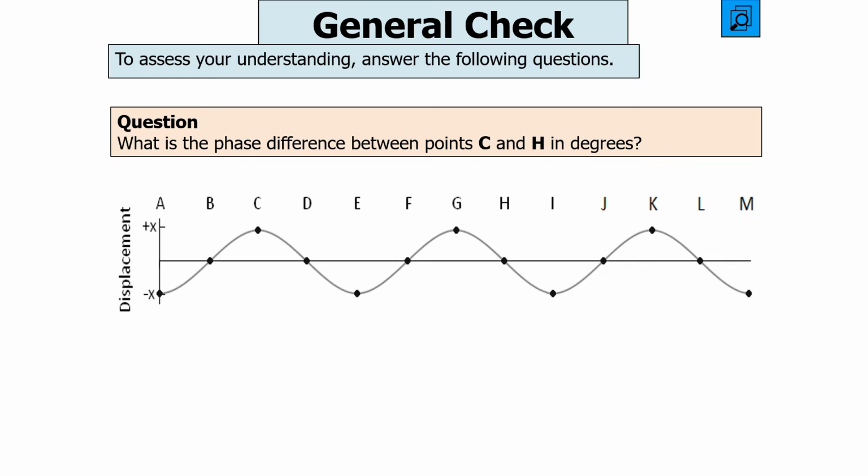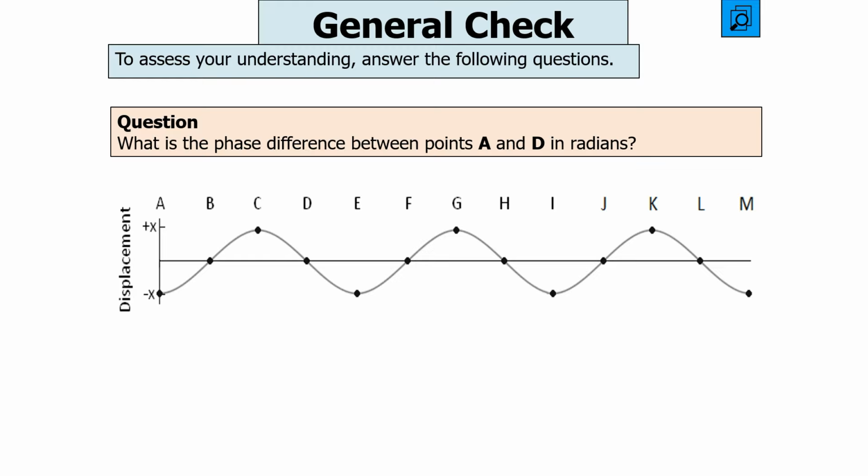The next question says, what is the phase difference between points C and H in degrees? So pause the video now and then unpause the video when you want to go through your answer. The answer is 450 degrees or 90 degrees. What is the phase difference between points D and I in degrees? Pause the video now, then unpause the video when you want to go through your answer. The answer is 450 degrees or 90 degrees.